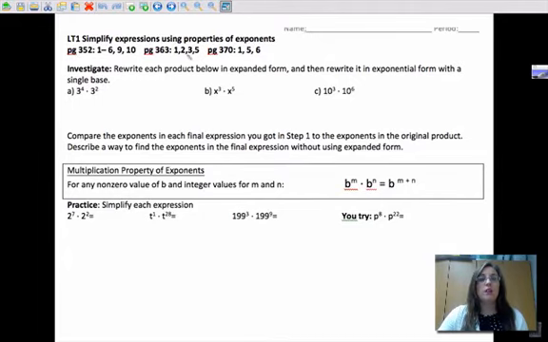Okay, in this video we're going to talk about some different properties of exponents. All right, so exponents mean that we have something to a certain power. It's repeated multiplication. I want to talk about a few things.